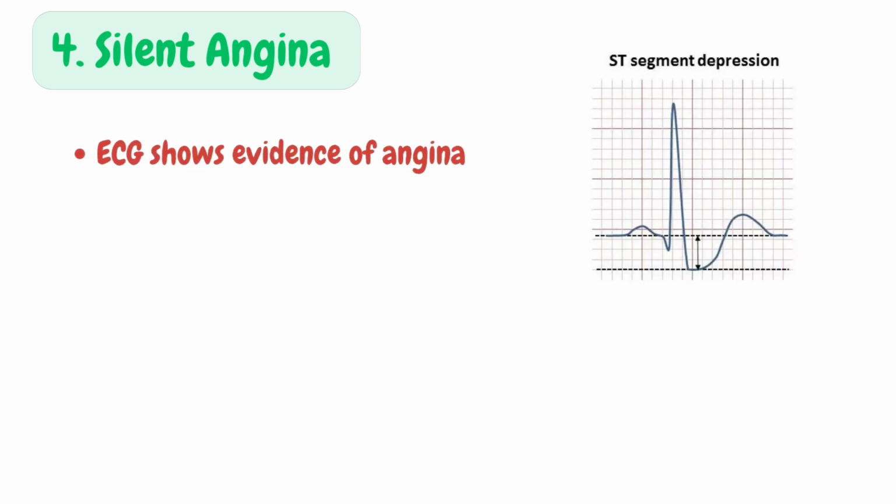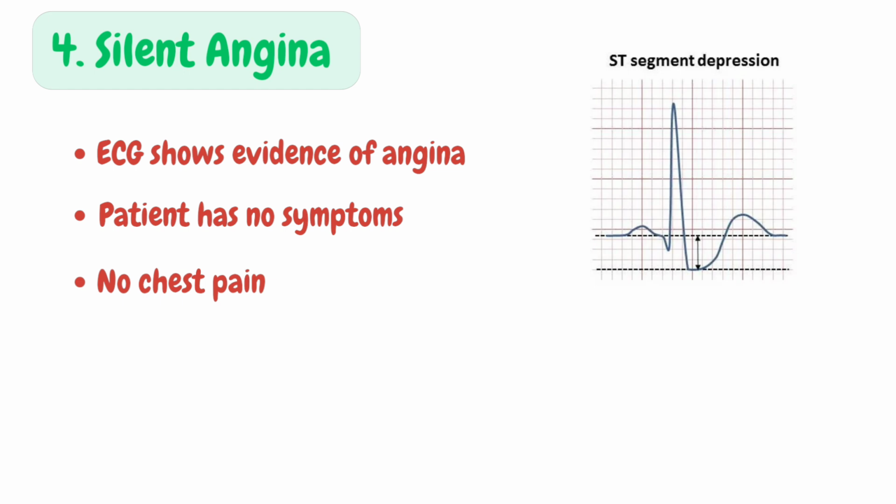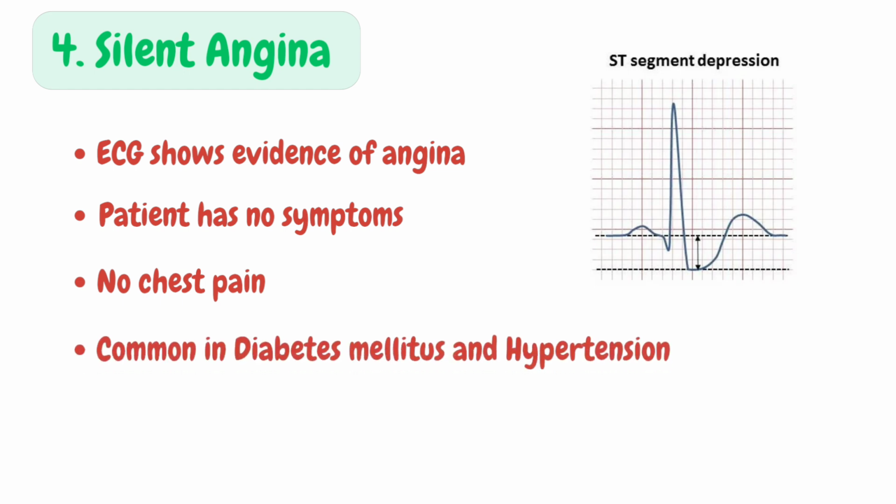Fourth is silent angina. In this angina, the clinical report or ECG shows evidence of angina like ST segment depression and T wave inversion, and signs of ischemia, but symptoms or chest pain do not occur. This type of angina is common in patients with diabetes mellitus and hypertension.